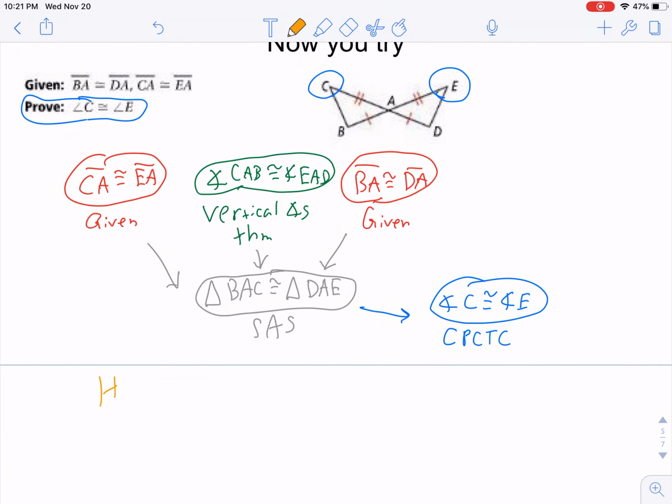And to that end, we're going to have some practice problems from section 4.4. Going to do numbers 6 through 10.